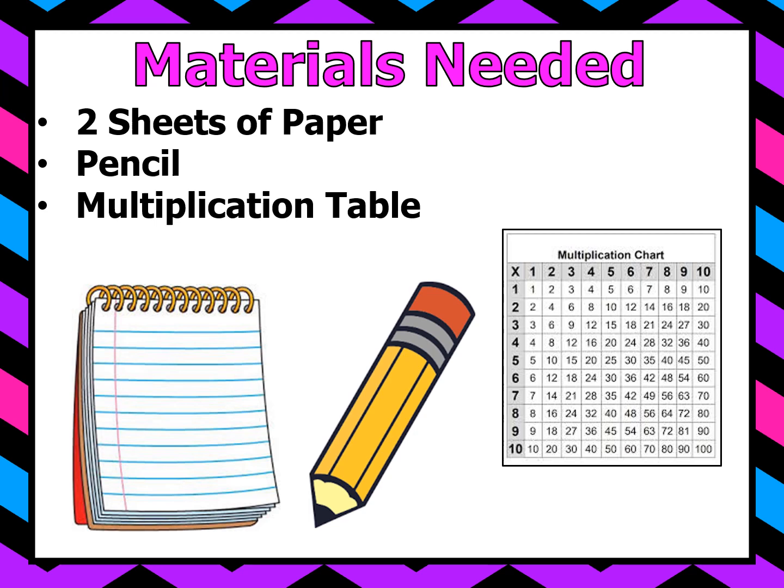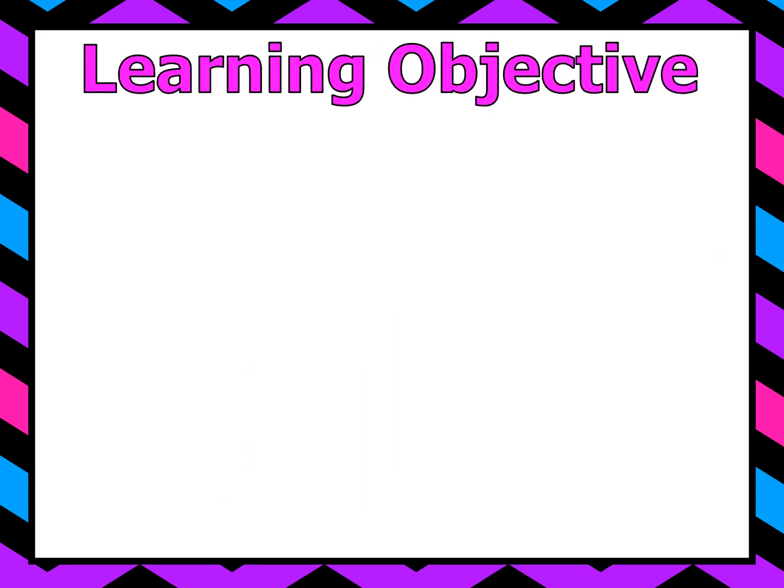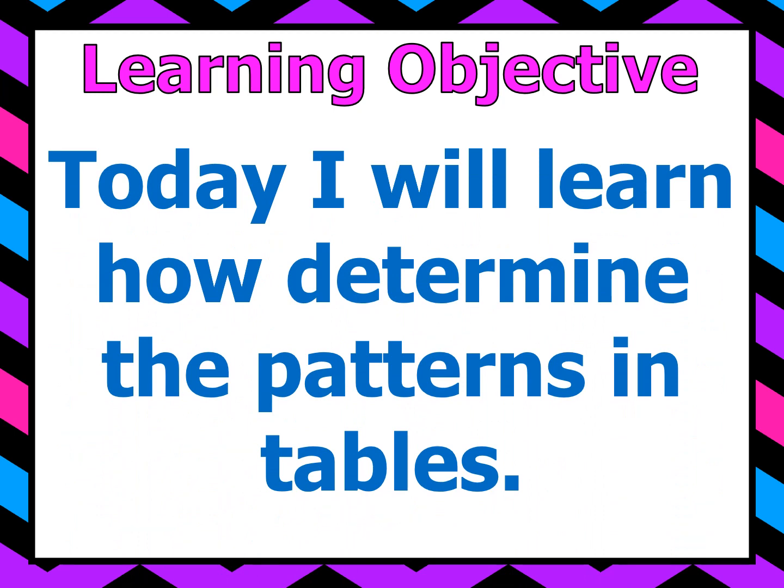Materials needed for this lesson are going to be 2 sheets of paper, a pencil, and a multiplication table. Learning objective. Today I will learn how to determine the patterns in tables. And I want you to keep in mind that all these lessons that we are doing are review, so I'm not going to explain everything in detail because these are concepts that I've taught you already in class. Okay, let's go ahead and get started.